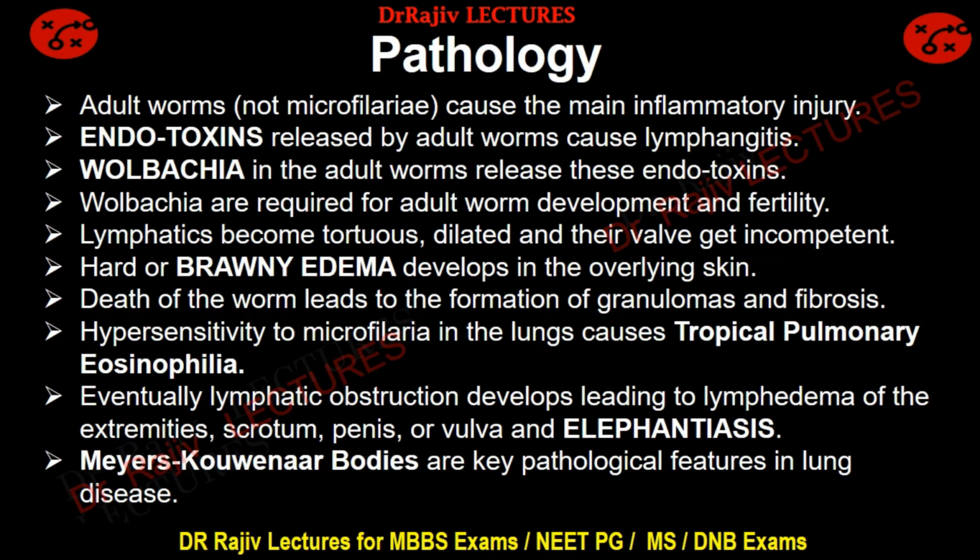The death of the worm leads to the formation of granulomas and fibrosis around the dead adult parasites through a Th1-mediated cellular immune response. Immune responses to the dead filarial worms cause damage to the lymphatic system. Hypersensitivity to microfilariae in the lungs causes tropical pulmonary eosinophilia. In this process, interleukin-4 and interleukin-5 are secreted by filaria-specific Th2 helper T cells, leading to a stimulation of IgE and eosinophils respectively. It is a humoral immune response. Eventually, lymphatic obstruction develops despite collateral formation.